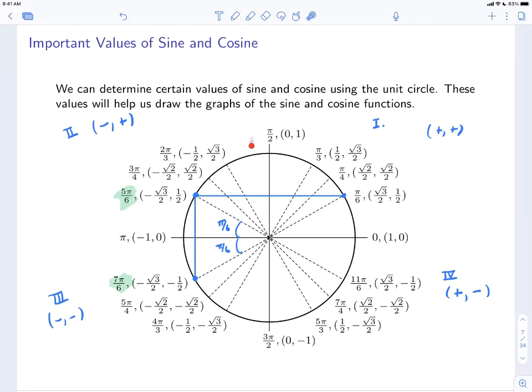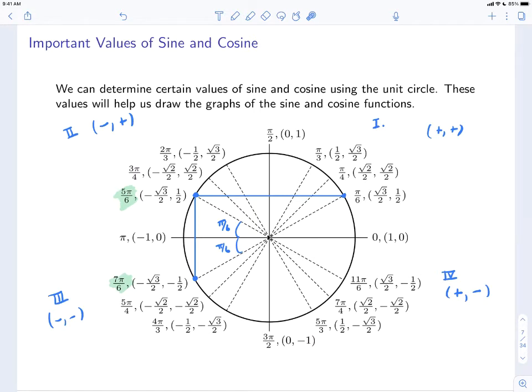That's actually true with pi over 2 and 3 pi over 2 as well. See, the y value for pi over 2 is 1. Then you reflect it through the x-axis to get theta equals 3 pi over 2. And now you can see that the x value is the same, 0, and the y value is now the opposite.